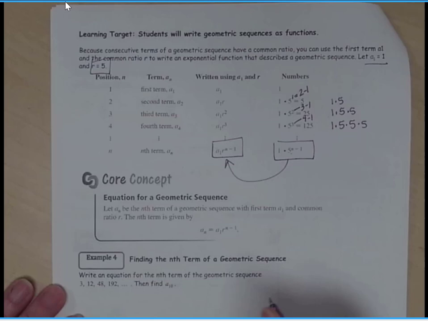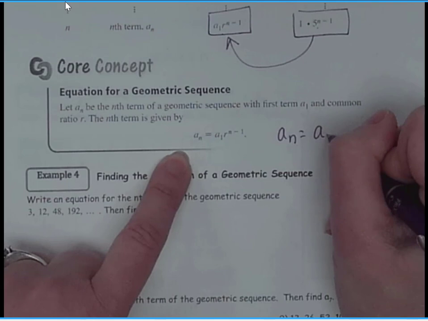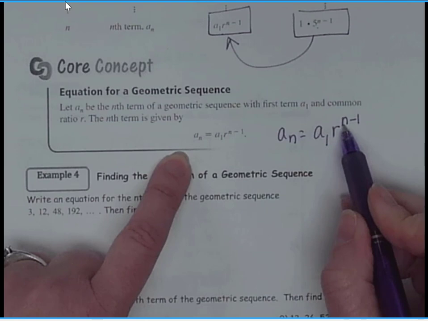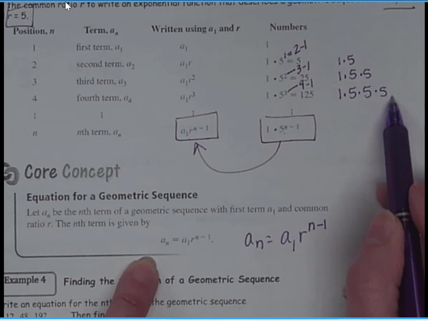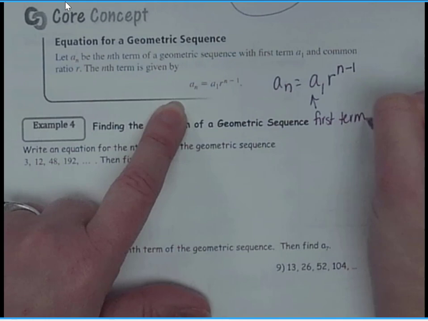So let me zoom in here for a minute. I would end up with a sub n, that's any term, which is my first term, times my common ratio, to the whatever term, minus 1. That goes back to this right up here. This was my fourth term. I had 3 5s. So my 19th term, I would have 18 5s. So here is my first term. Here is the common ratio.